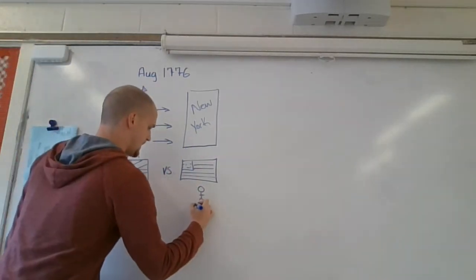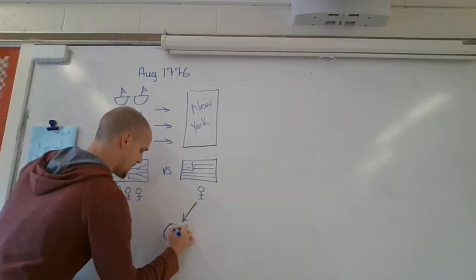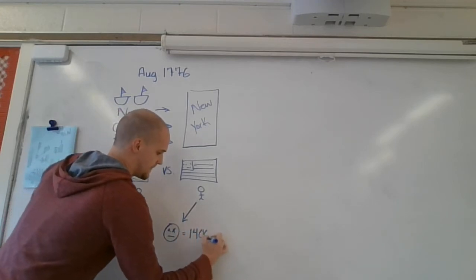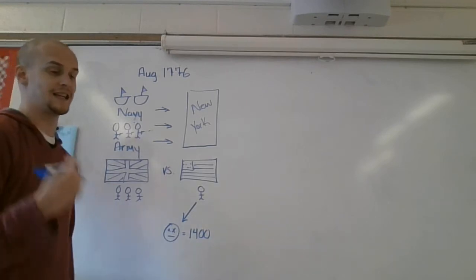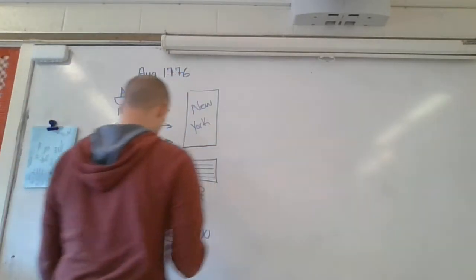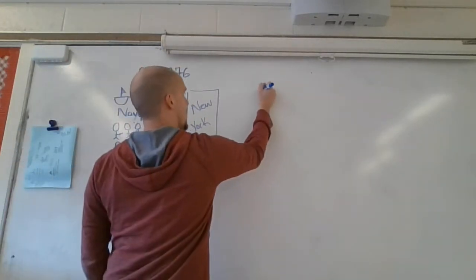And what ends up happening is the colonies have a death toll of 1,400. 1,400. And so you would keep writing down. I just don't have the space.